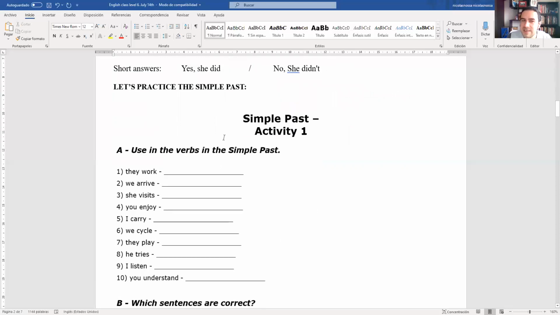So simple past activity one, use the verbs in brackets. Use the verbs in the simple past. For example, number one, they work. In past is they worked. Okay? So put the sentence in simple past. This is in present, put it in past. Present, past, present, past, okay? The same.